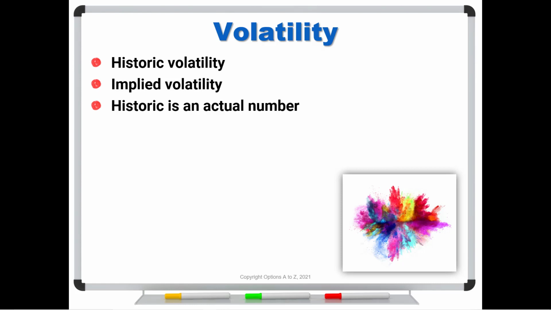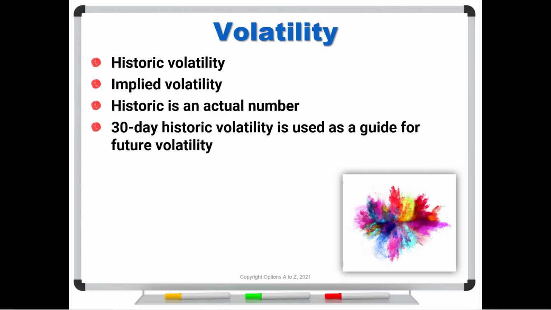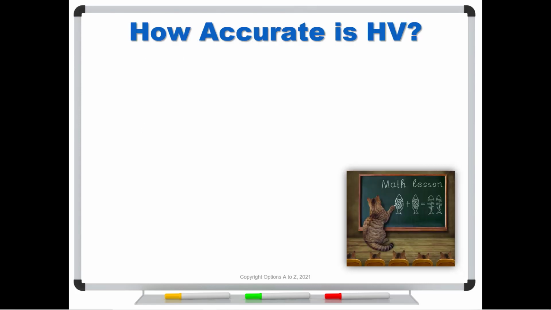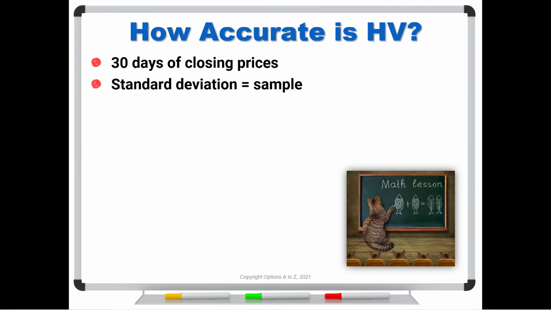Now, it turns out that most of your broker platforms will use a 30-day historic volatility as a guide for the future volatility. That is typically what's used. And there are pros for using this, and there are certainly cons. But let's talk more about the negatives. So what we're trying to find out in this video is how accurate is the historic volatility, even though it's a specific number. So let's say that we go back and we look at 30 days worth of closing prices and we come up with a standard deviation.